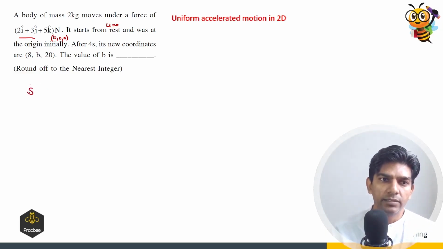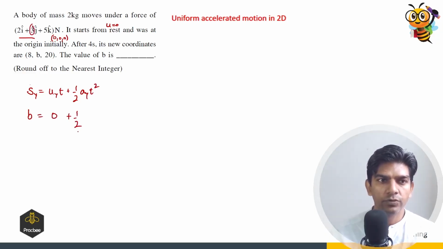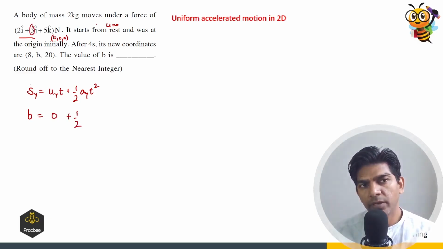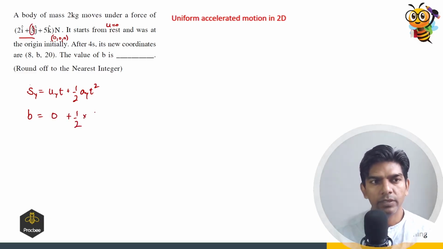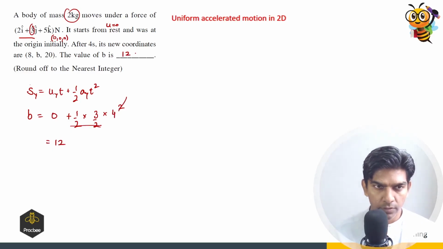So we can say sy equals uy t plus half ay t square. So sy is b, and uy is 0, plus half ay. Force is given, so force divided by mass will give us the acceleration. So it will be 3 by 2, because the mass is 2 kilograms. And time is given as 4 seconds, so 4 square. So this will get cancelled out, and it comes out to be 12. So 12 is the answer to this question.